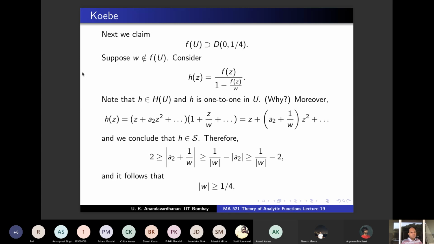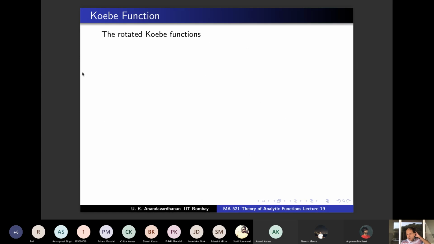At every point, there's a small neighborhood which is completely contained inside. So the open mapping theorem will tell you that D(0,R) for some R is contained in F of U. But without anything much more concrete about F, you are getting that R can be 1 by 4. And this is sharp also, you can't better 1 by 4. So let's see that you can't better 1 by 4. 1 by 4 is the best. You cannot have something bigger than 1 by 4 in general.